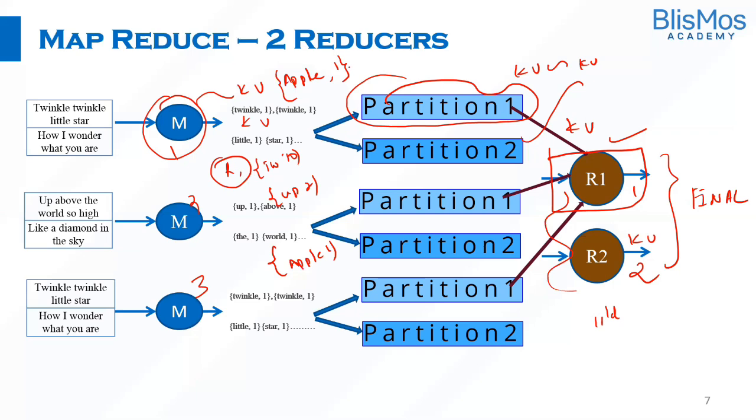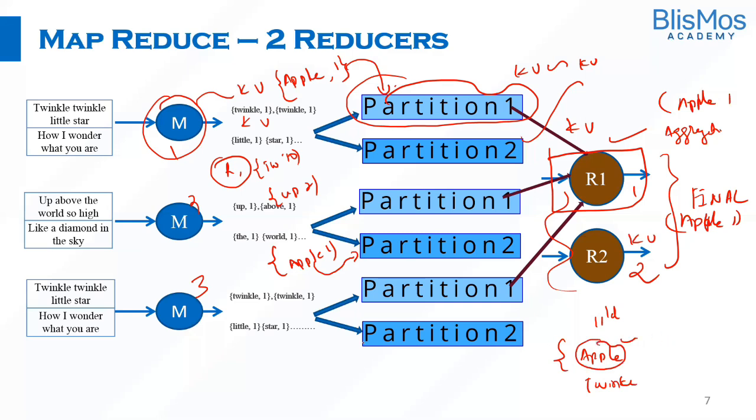In this case, if you send the apple 1 to partition 1, and then you send the apple 1 to partition 2, then in the final aggregation, apple is there here also, apple is there here also. But what is it that we want? We want all the words, apple, twinkle, all of them aggregated. Finally, we want to get one aggregated file where I want to know how many number of times apple is repeated in this whole file.